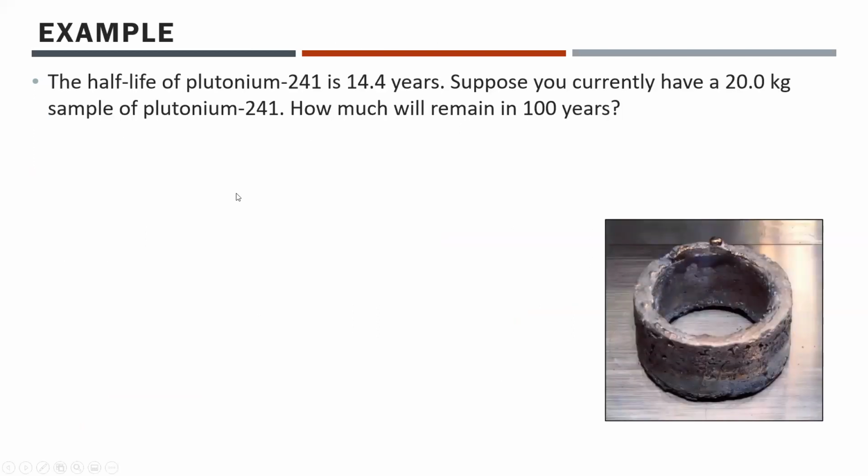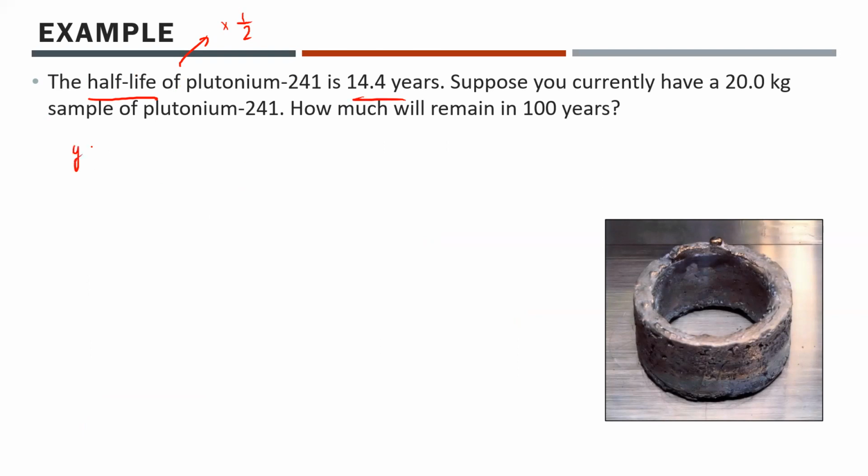Hitting out the big guns here first. We're going to look at a physics 30 half-life question. The half-life of plutonium-241 is 14.4 years. Suppose you currently have a 20.0 kilogram sample of plutonium-241. How much will remain in 100 years? In case you're not aware with half-life, half-life just means we're multiplying by 1/2, in this case, every 14.4 years.